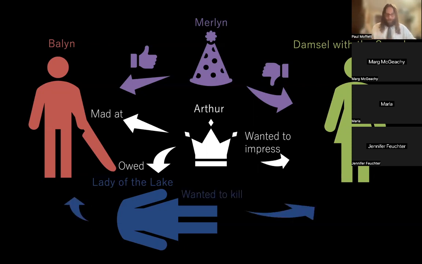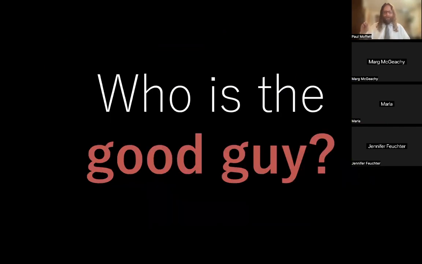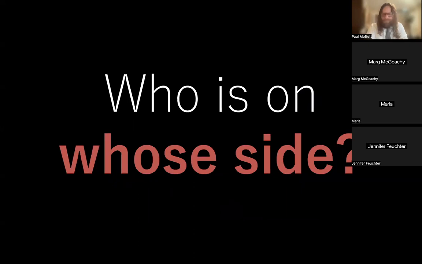The Lady of the Lake, remember, wanted to kill Balin and the damsel with the sword, and the damsel with the sword gave the sword to Balin, but maybe it's a cursed sword. Merlin thinks it's a cursed sword. All of this back and forth and these arrows aren't really about recognizing people, except in the deeper sense that in this whole exchange, it is not obvious who's the good guy. And even apart from good and evil, if we want to be more pragmatic and mercenary about it, it's not obvious who is on whose side. Where are the allegiances in this whole exchange? It's not obvious, even when you've read it many times.